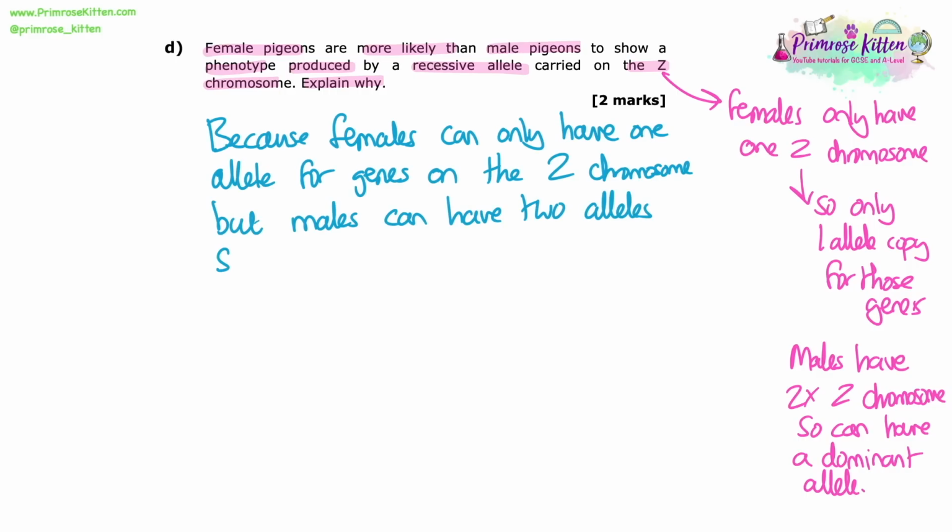Because females can only have 1 allele for genes on the Z chromosome, but males can have 2 alleles, so can be heterozygous. So this question has to be framed around alleles, not just the chromosomes. So you can't just give the answer that females only have one Z chromosome, because we need to make it about alleles and why they are more likely to have a phenotype from a recessive allele. And it's because if they have an allele, they only have one. So if they have a recessive one, they can't then have a dominant one to make up for or kind of give them the other phenotype. So it's got to be about alleles, not chromosomes.